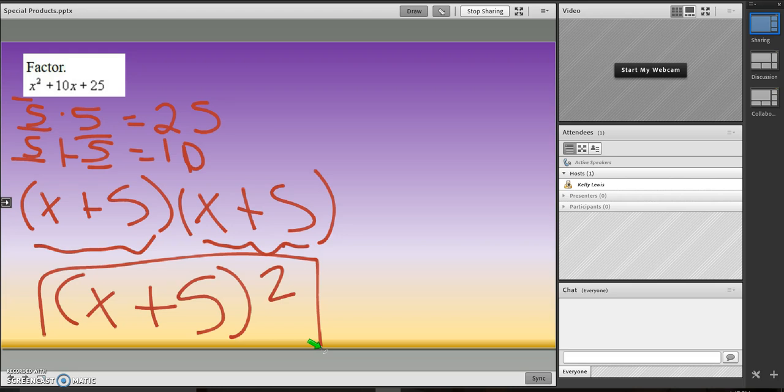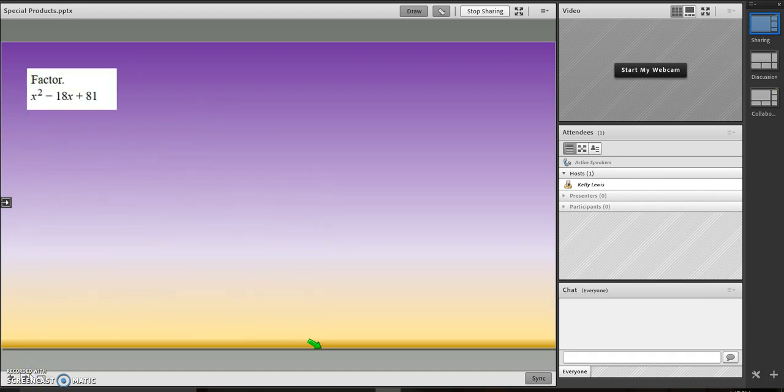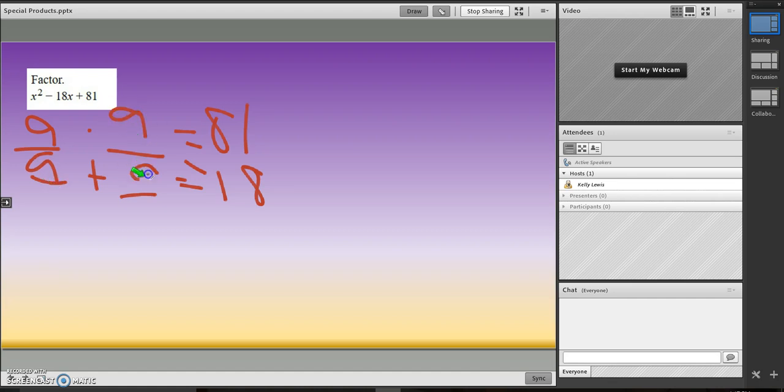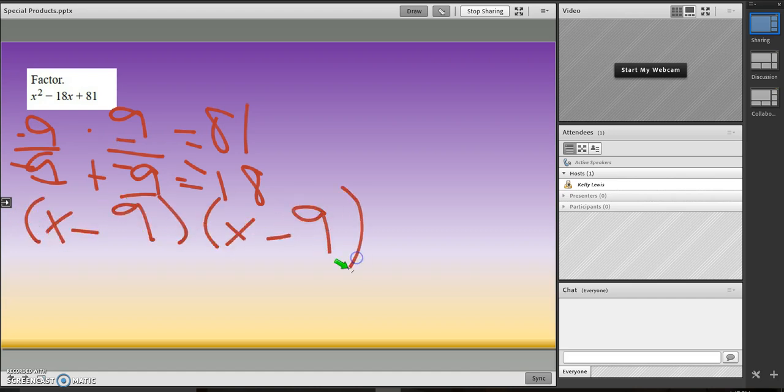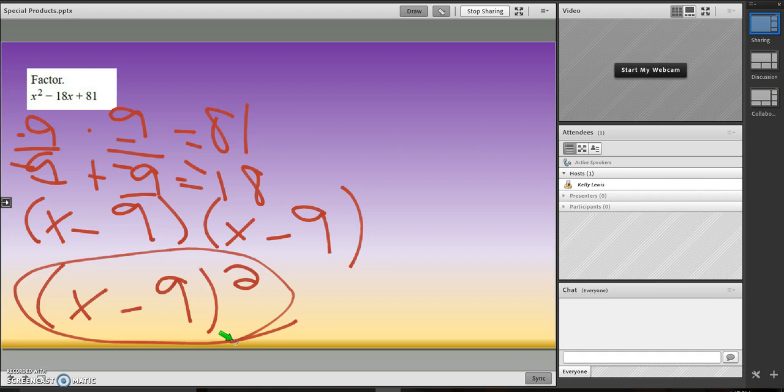I'm going to do another problem and then I'm going to come back and show you a little shortcut. All right, let's look at this guy. There's no number in front of the x squared, so we're going to do multiplies to give me 81, adds to give me negative 18. The numbers that multiply to give me 81 are 9 and 9, but we need a negative 18, so it's probably both of them negative. Let's check. Negative 9 times negative 9 is positive 81. Negative 9 plus negative 9 is negative 18, so that works. So we would write x minus 9, x minus 9, and those are literally the exact same. We write x minus 9 squared.